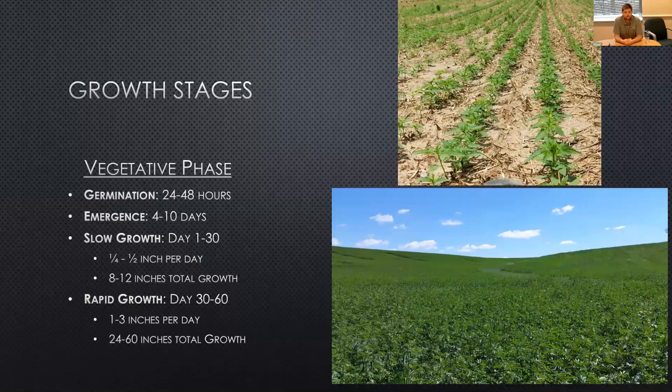Here in this rapid growth stage, which generally occurs day 30 to day 60, just depending on the variety and environment, we'll usually see 1 to 3 inches of growth per day. And in a 30-day period, we can easily see 2 to 4 or even 5 feet of growth. So when it hits this stage, it's very quick to grow.